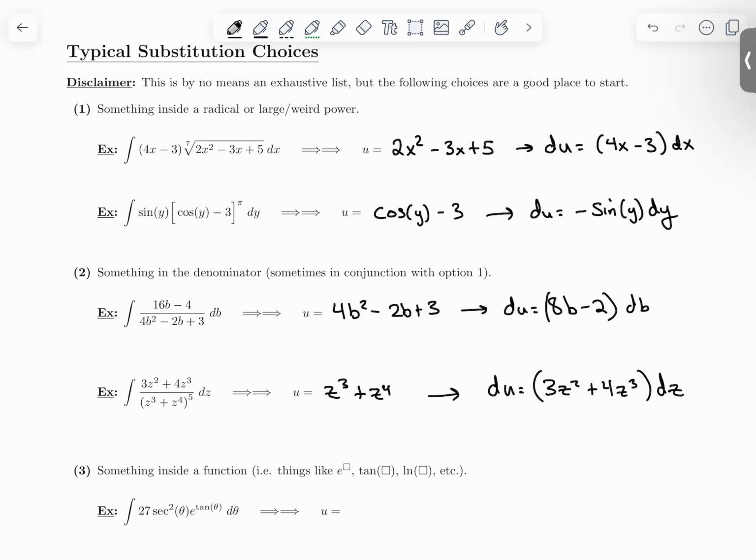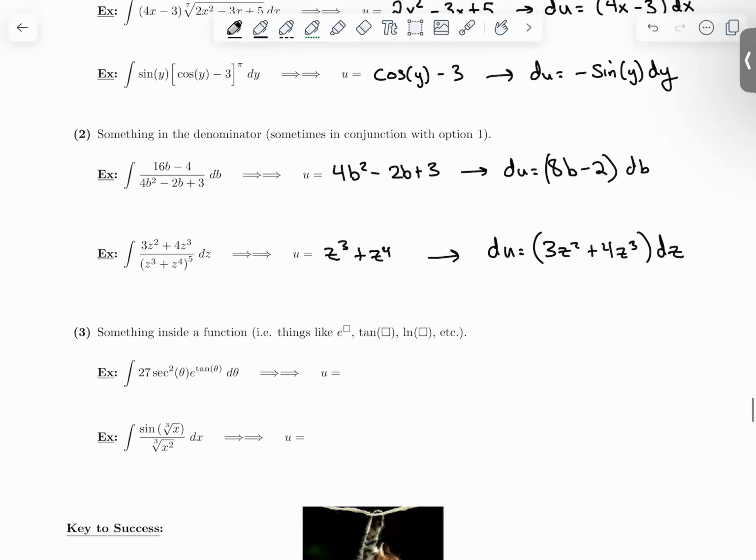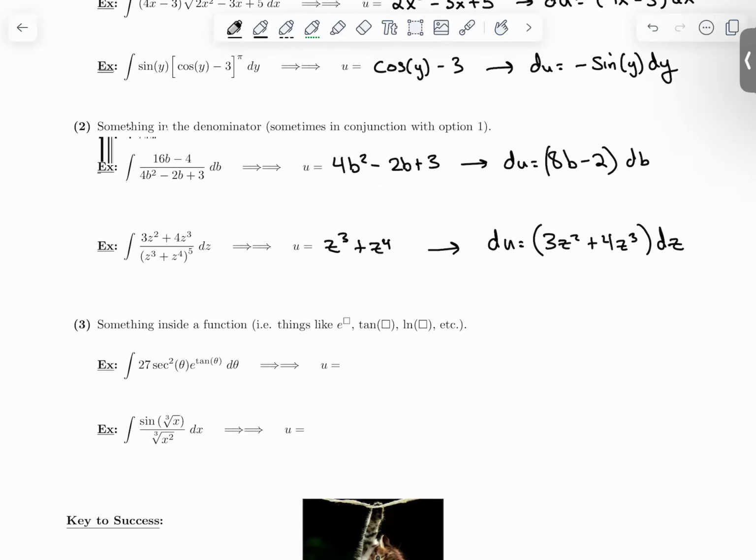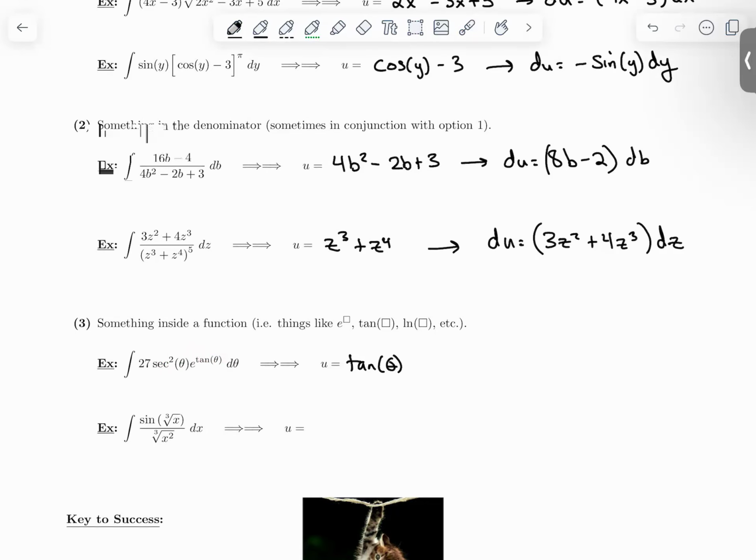And then the last initial choice for a typical u substitution would be things inside of functions. So e to something, tangent of something, natural log of something, sine inverse of something, any of those types of things, those are good options. So in this case, you have 27 secant squared theta times e to the tangent theta. You could try to make u equal to secant theta, since there is a quote unquote large power here with the secant squared, but you'll find out that it doesn't work out. A better option would be to make u equal to the inside of the e. So u would equal tangent of theta, which means that du will equal secant squared theta d theta, and that'll work out.